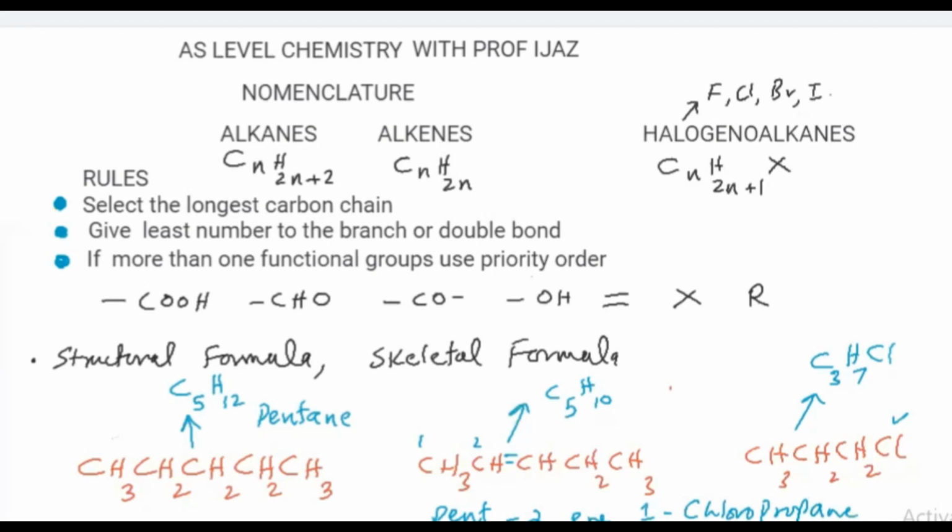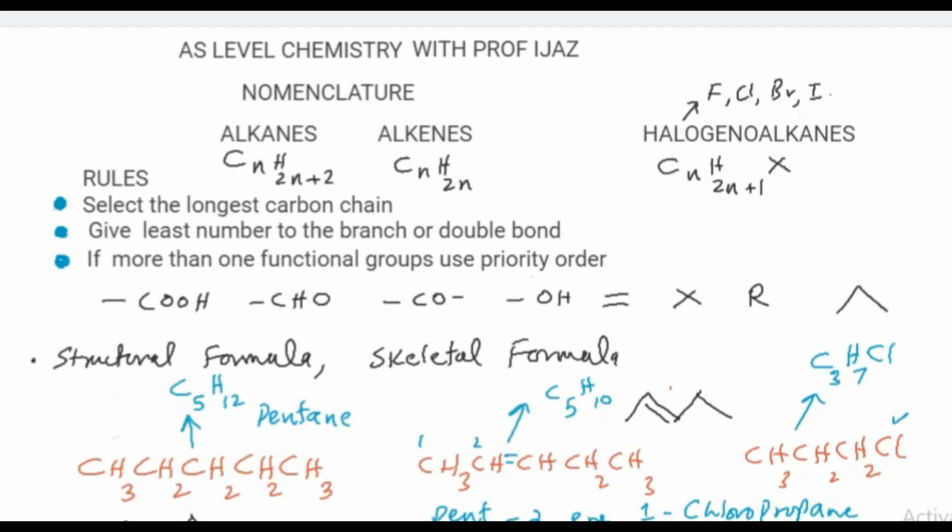Now, if we look at the skeletal formulas of these organic compounds, there are 5 carbon atoms, so you can draw the skeletal formula like this. This is the skeletal formula of pentane. There are also 5 carbon atoms. So if you want to draw the skeletal formula of pentene, this is the pentane, and if you add one double bond here, you will get the skeletal formula of pentene. Then 3 carbon atoms and 1 chlorine atom. So here, these are the 3 carbon atoms.